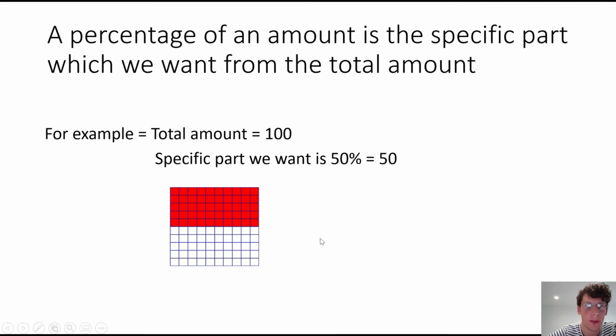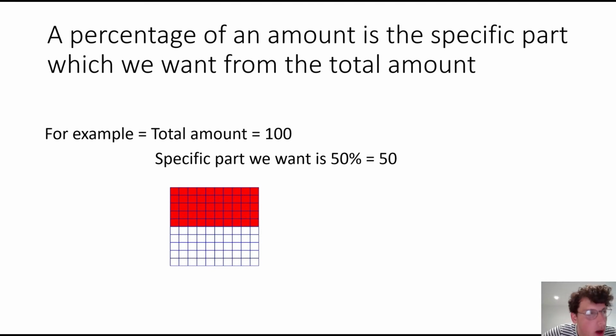So the specific part we wanted was 50%, and we have worked out that that is equal to 50. Now, when we are trying to find percentages of an amount with a grand total of 100, we can use this method. It is quite easy, but there is a problem. Most of the time we are not using 100, and we cannot just use this method for other amounts.